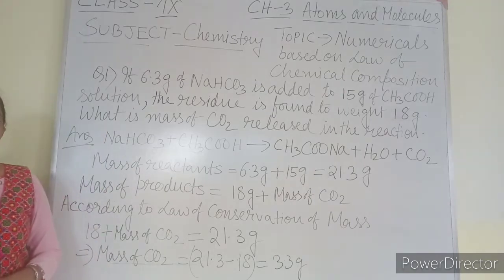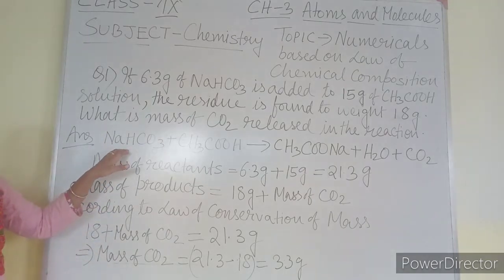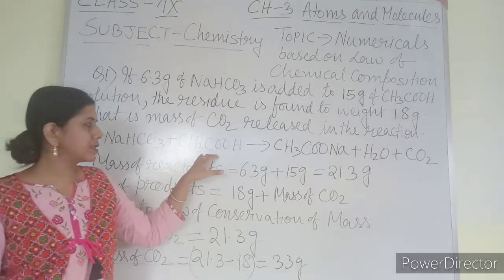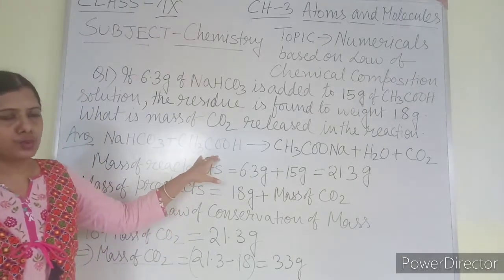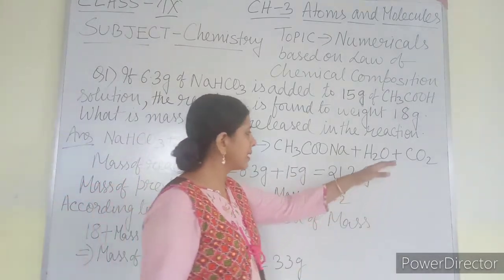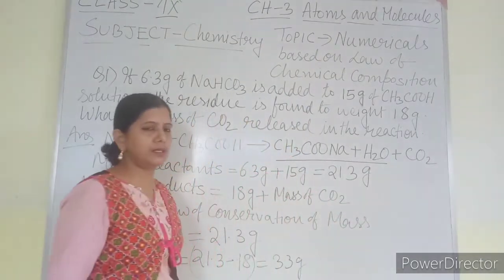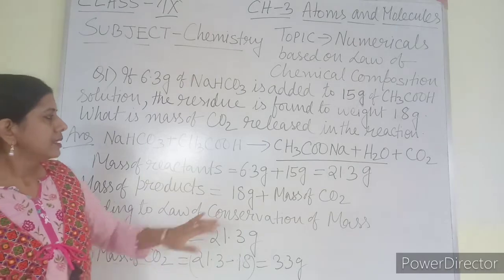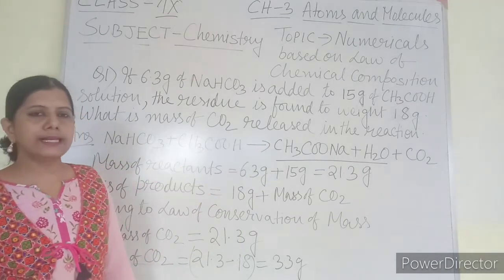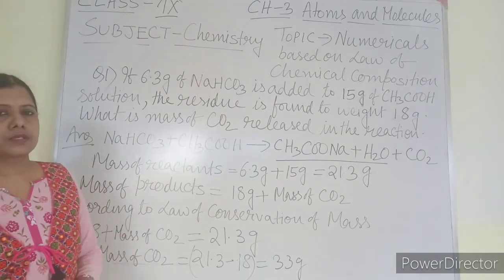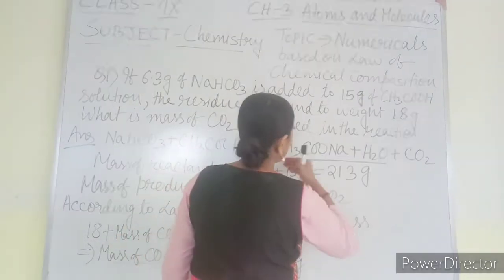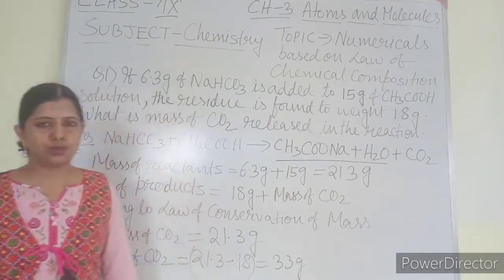So in the question, the weight of NaHCO3 and the weight of CH3COOH are given to you. On this side, other than carbon dioxide, I can consider the whole portion as residue. It is told that the weight of residue is 18 gram, find out the weight of CO2. Other than CO2, whatever is there is residue.